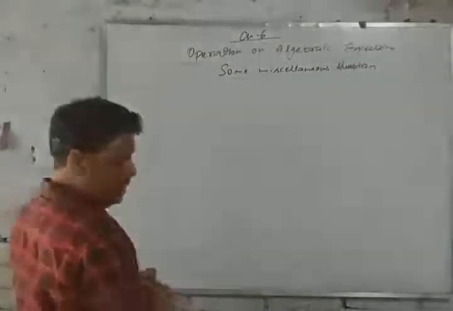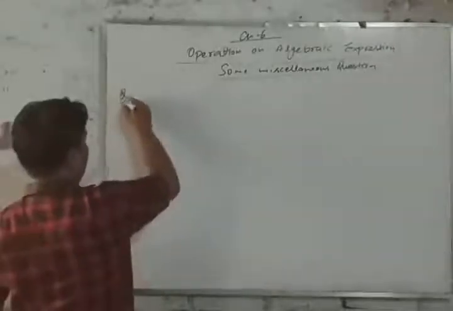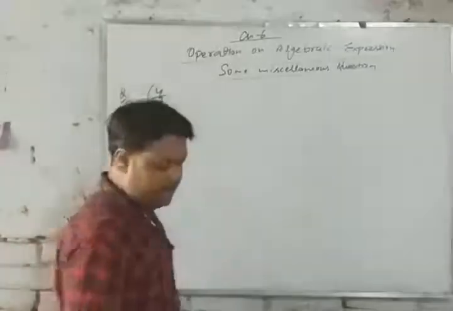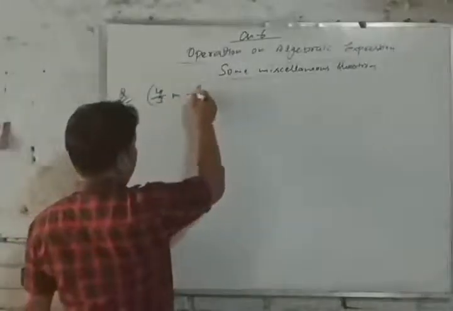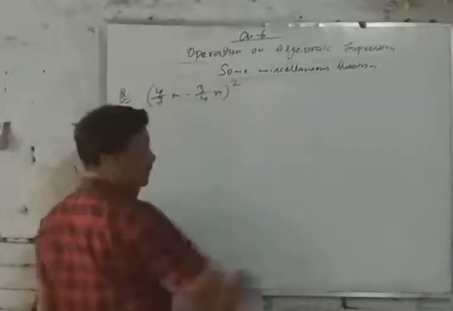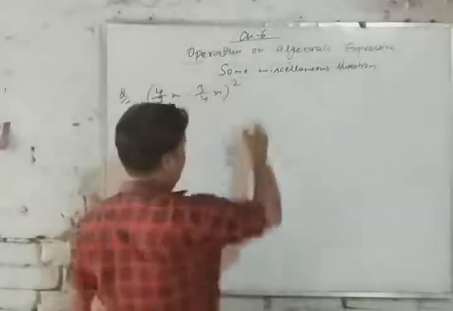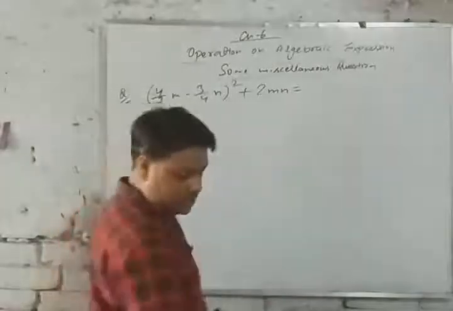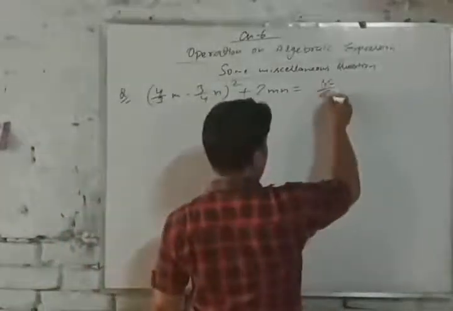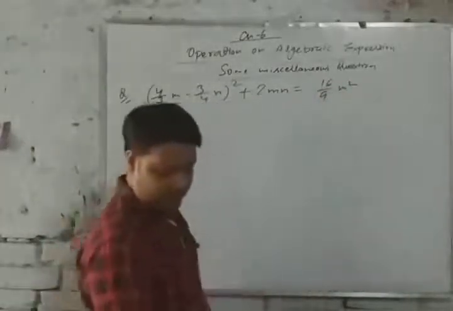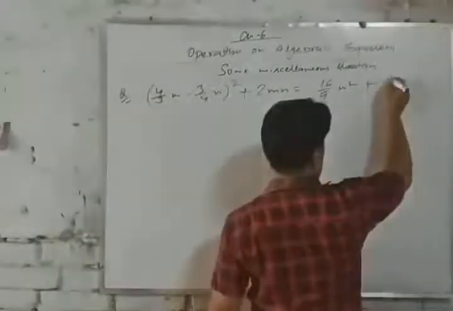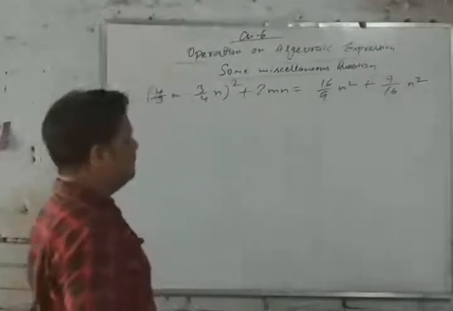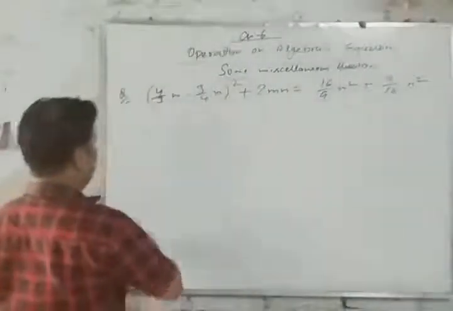Now, if the question is 4 by 3, the question is in fraction. 4 by 3m minus 3 by 4n to the power 2 plus 2mn plus 2mn is equal to 16 by 9m square plus 9 by 16n square. Okay. Again we will solve at first LHS. Let's solve it.